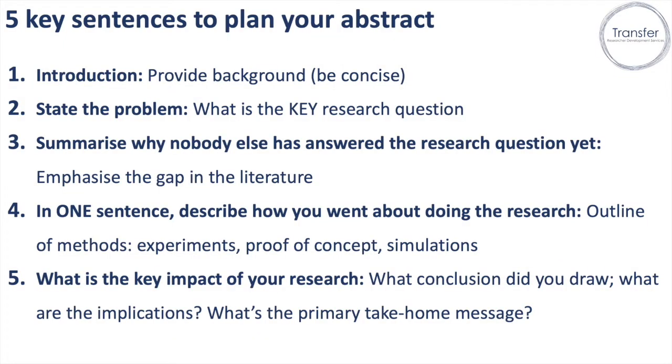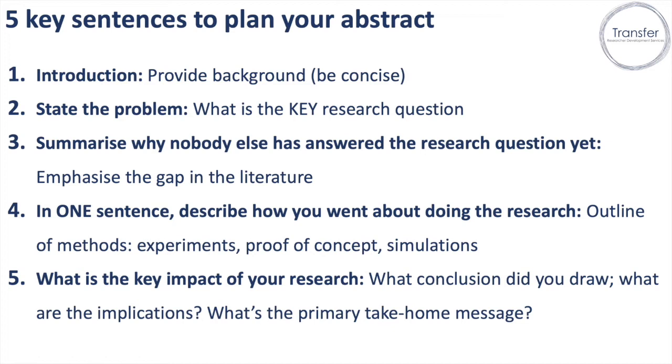There are 5 key sentences that should be in your abstract. First, an introduction. You can use this to provide some background, but be sure to be concise. You can expand on this in your paper. You want to state the problem and what your key research question is. You then want to show the gap in the literature or in the research to basically summarize why no one else has answered that question yet.